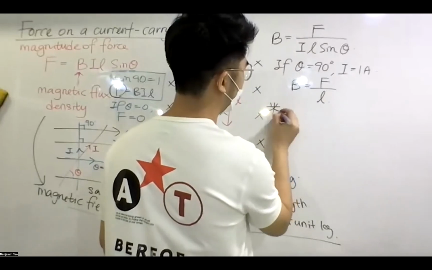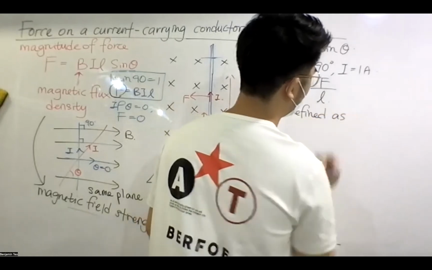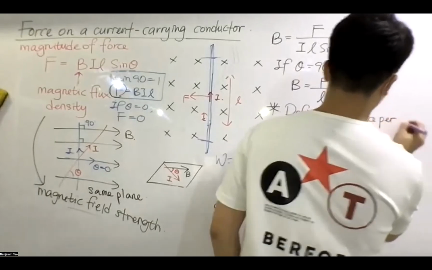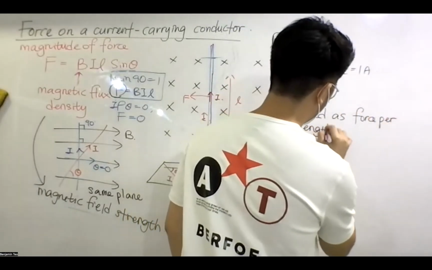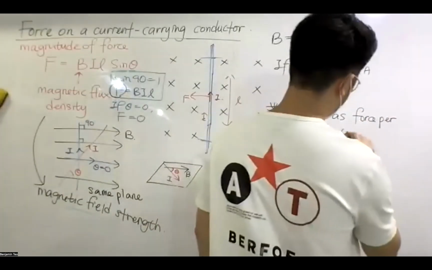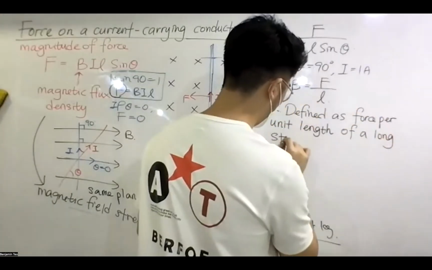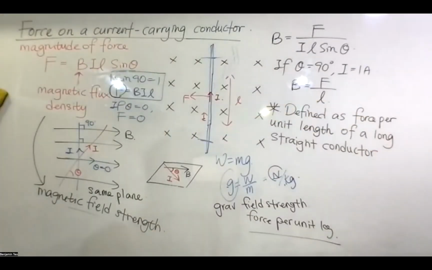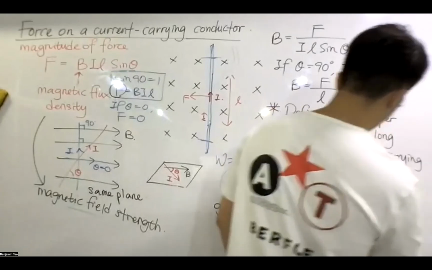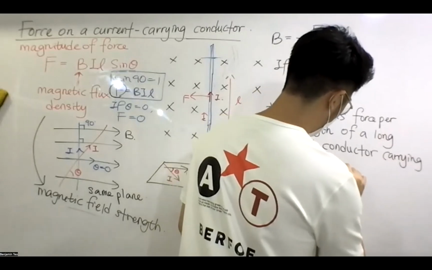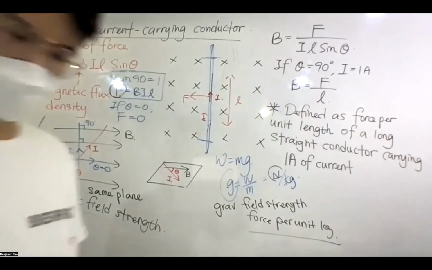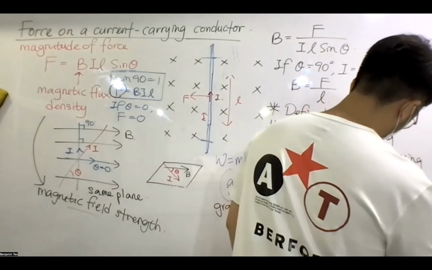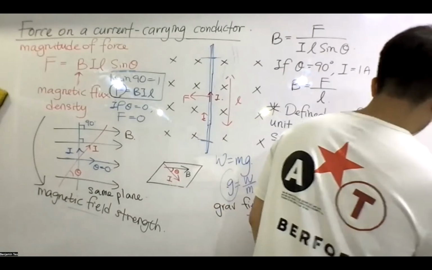What is magnetic flux density? Magnetic flux density is defined as force per unit length of a long straight conductor carrying 1 ampere of current at right angle.